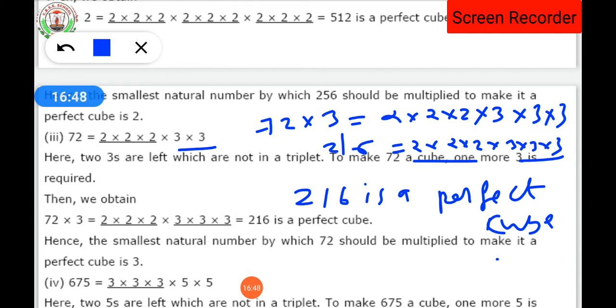So when 3 will be multiplied with 72, the number will be 216. And what are the factors of 216? 2 into 2 into 2 into 3 into 3 into 3. So 216 is having the perfect multiples of 2 and 3, isn't it? That's why we can say that 216 is a perfect cube. Clear everyone?